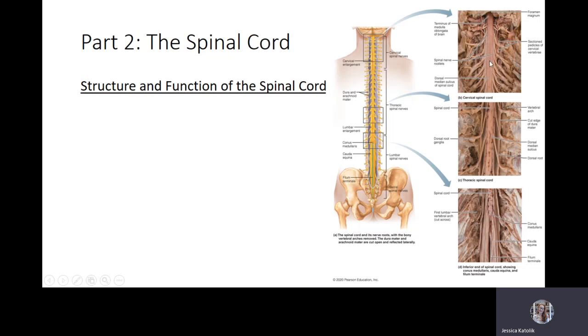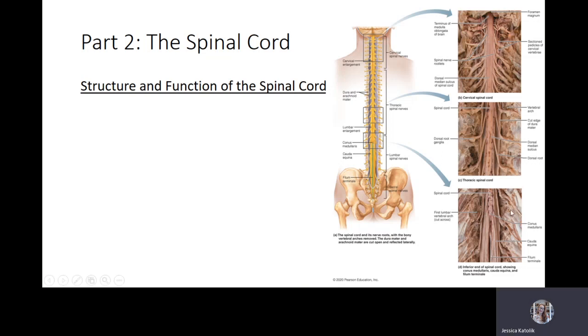And so we can see that the spinal cord is coming down. It's a bit enlarged here to form the cervical enlargement, and you see the spinal nerves coming off of the spinal cord. A little bit lower here, we're seeing the thoracic region of the spinal cord. The thoracic region isn't going to be as enlarged because you're not going to have as many nerves branching off of it, because it doesn't have to accommodate the nerves that go to the limbs.